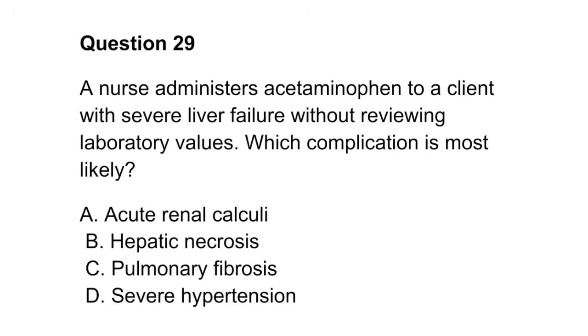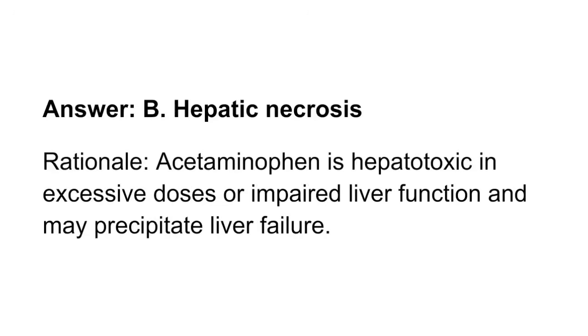Question 29. A nurse administers acetaminophen to a client with severe liver failure without reviewing laboratory values. Which complication is most likely? A. Acute renal calculi. B. Hepatic necrosis. C. Pulmonary fibrosis. D. Severe hypertension. Answer: B. Hepatic necrosis. Rationale: acetaminophen is hepatotoxic in excessive doses or impaired liver function, and may precipitate liver failure.